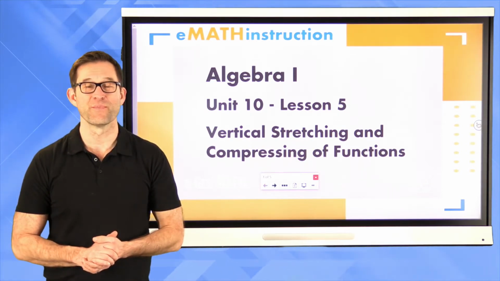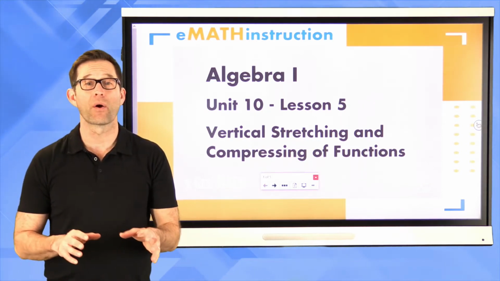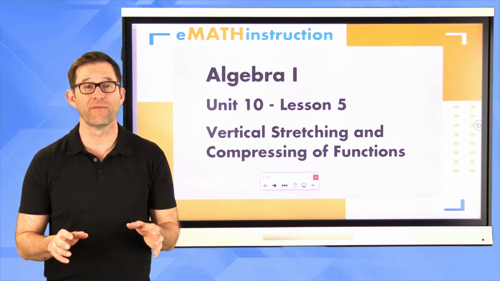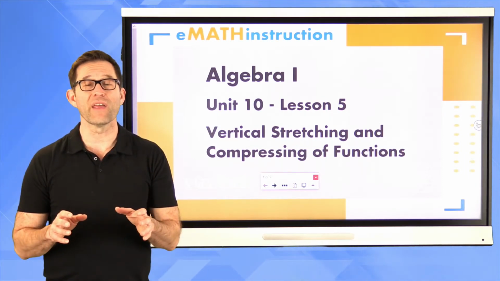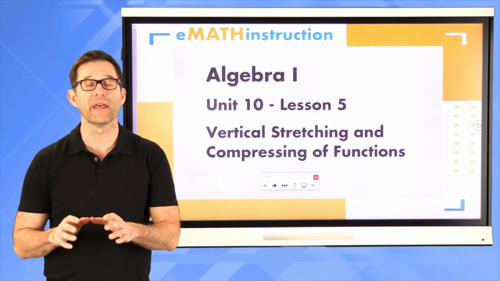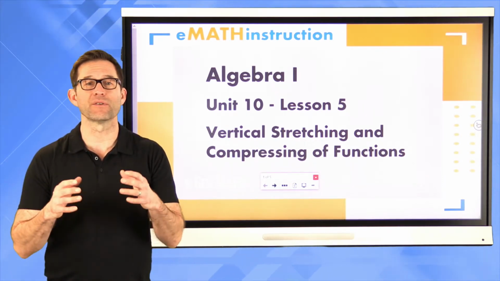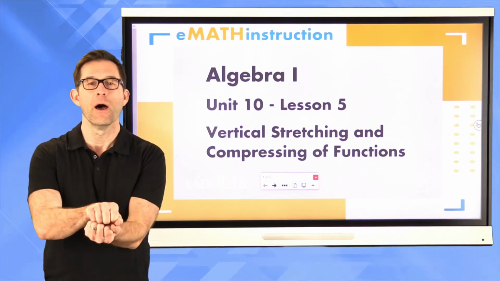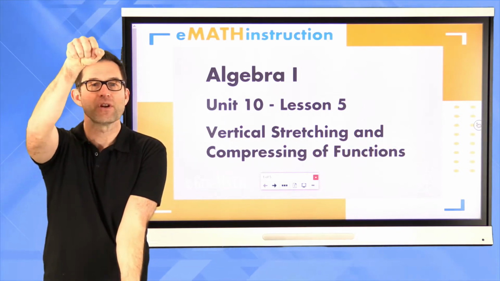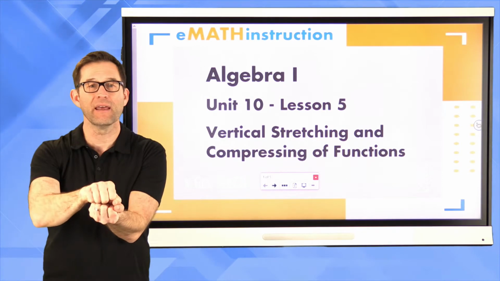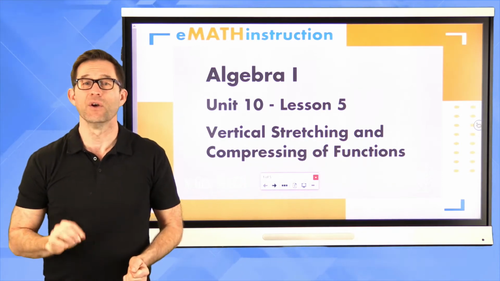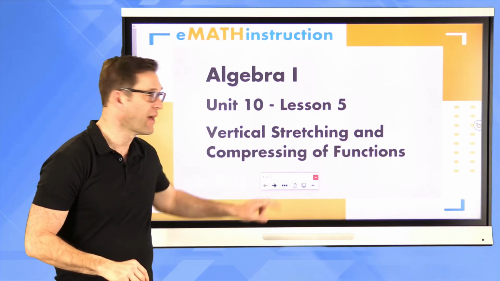Today we're going to be doing Unit 10, Lesson 5 on vertical stretching and compressing of functions. So far all we've done are horizontal and vertical shifting of functions, which left the actual shape of the function exactly the same. But now we're going to start to change the shape of the function by vertically stretching the function out or by compressing it in towards the x-axis. So let's jump right into it and see how that's done.